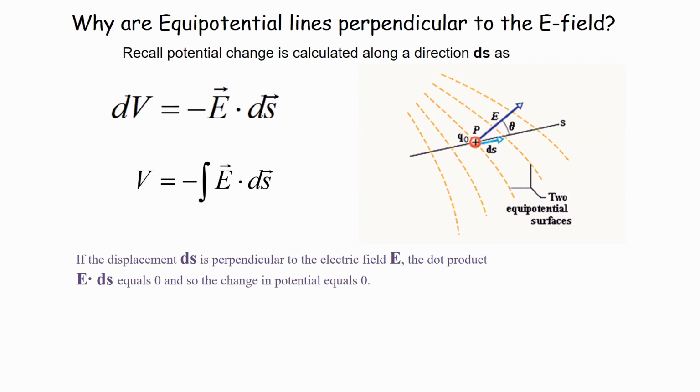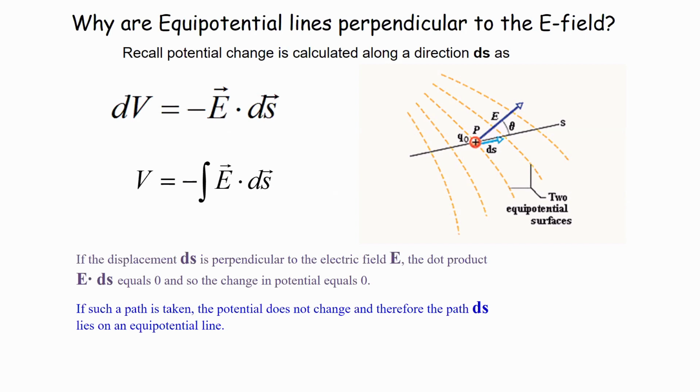So if the displacement ds is perpendicular, right angles, to the electric field, the dot product, E dot ds, equals zero. So the change of potential equals zero in that case. That is in the case where ds is perpendicular to the electric field. Such a path is taking, the potential does not change. And that the dot product is zero. So the path ds lies on an equal potential line. This is kind of the definition in this case.